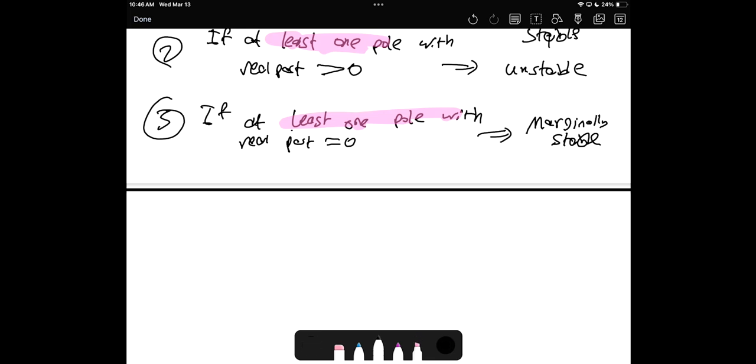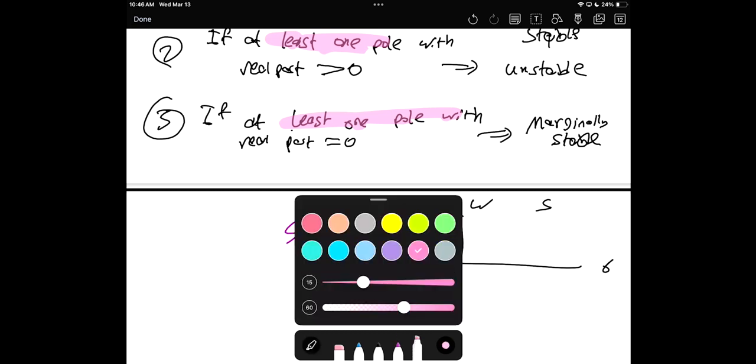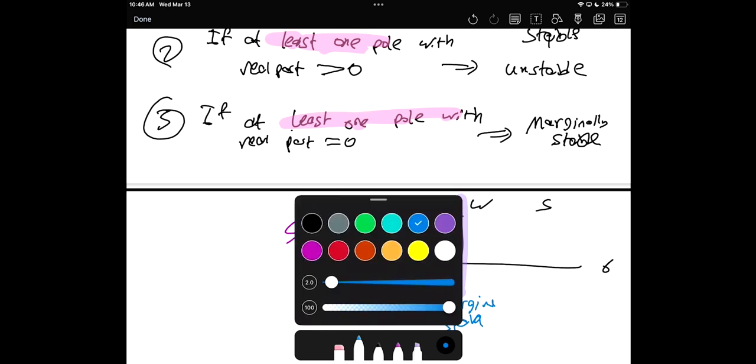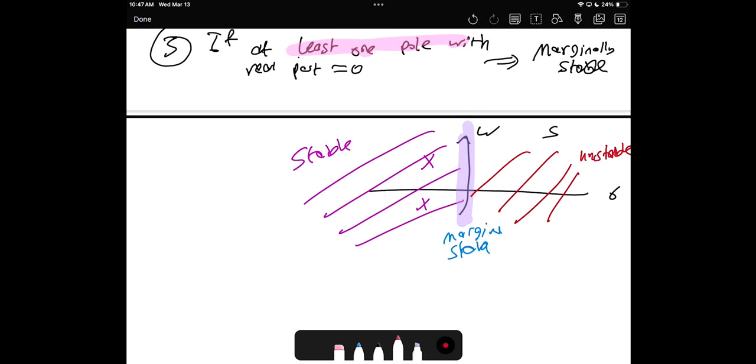Because we know the s-plane here has sigma on one axis and omega on the other. If all of the poles are here, this is the stable region, while this region is marginally stable, and this region is unstable. That's how we understand this. Make sure the poles are located in the left, not in the right.